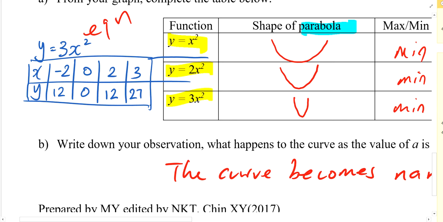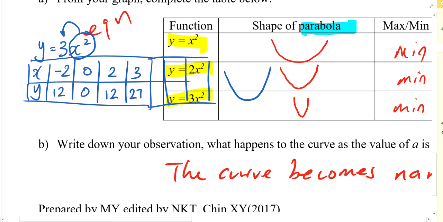Can you imagine what happens as I continue with bigger values of x? As x gets bigger, what happens to y? Gets bigger, right? Because whatever you square, it becomes positive. Positive number times 3 will still be positive, and in fact it gets bigger and bigger. So that is why we will obtain a parabola opening upwards.